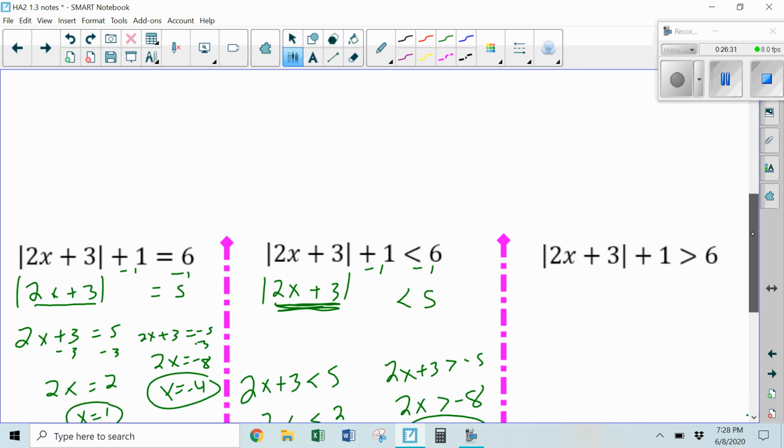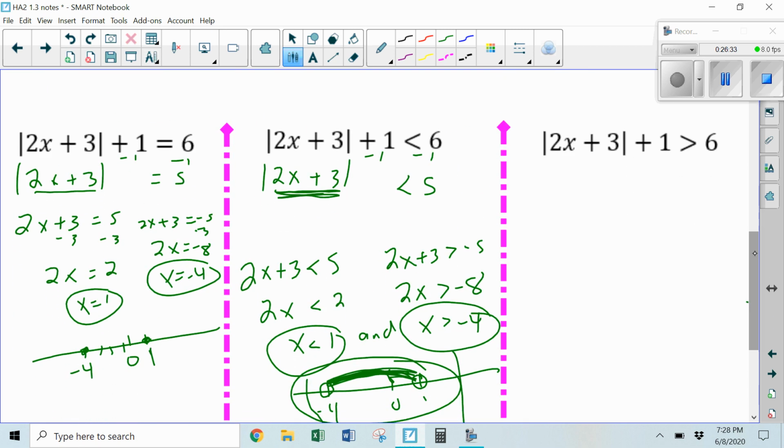All right, the only difference here from these two problems is instead of less than, it says greater than. So I start the same way.